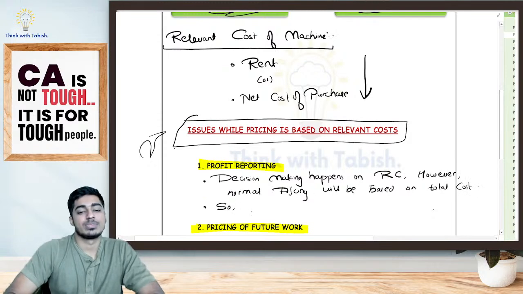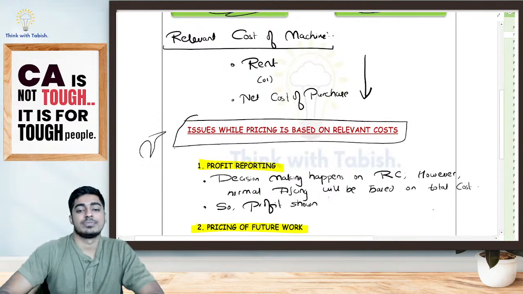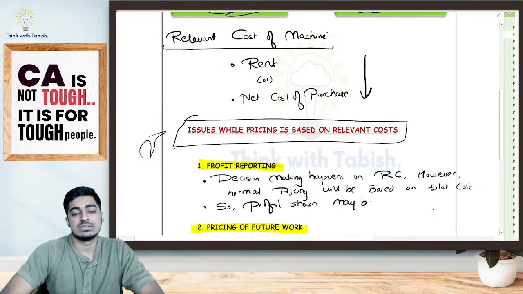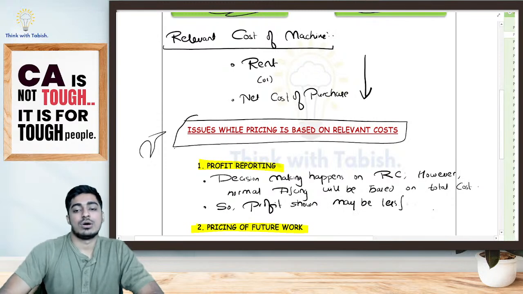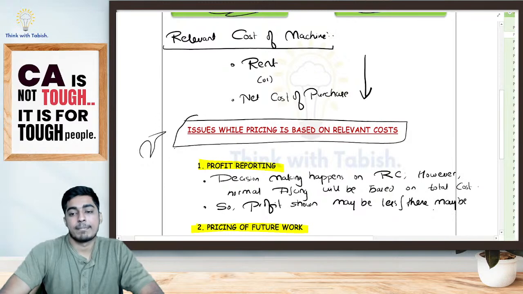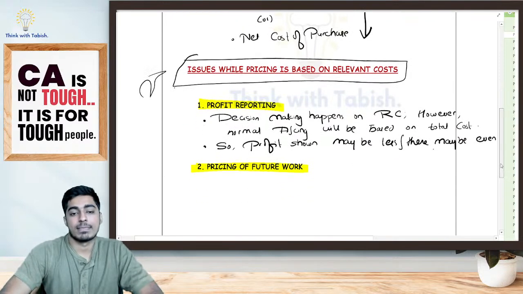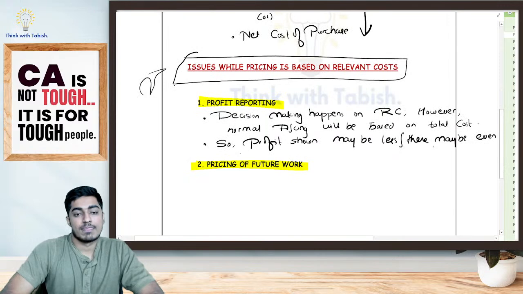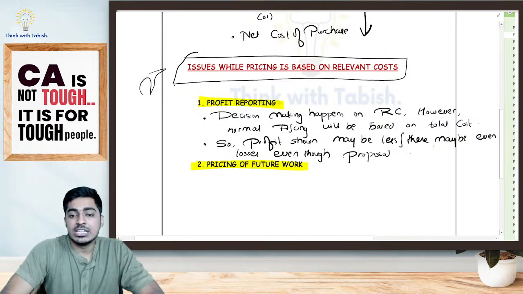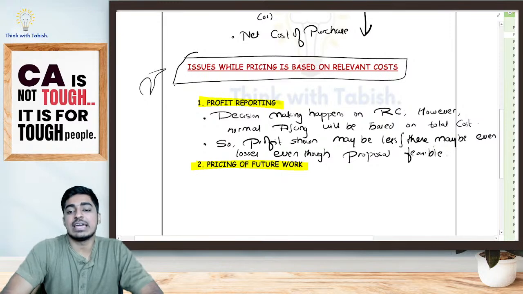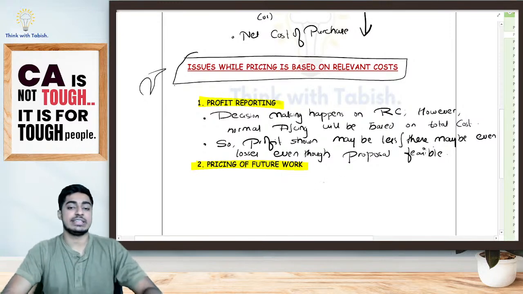So profit shown may be less, or there may even be losses, even though the proposal is feasible. Yes, in reality, the proposal is feasible, but our financial statements, our books, are not revealing that.